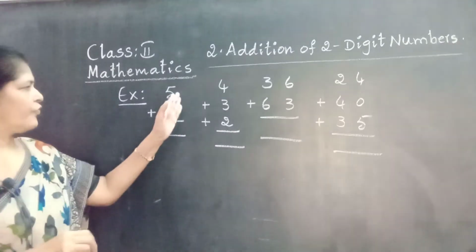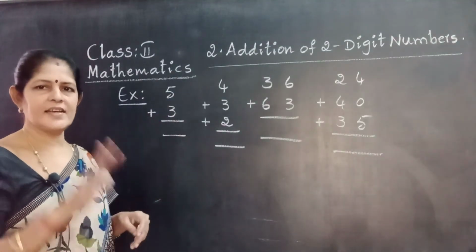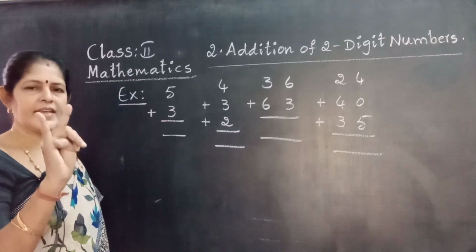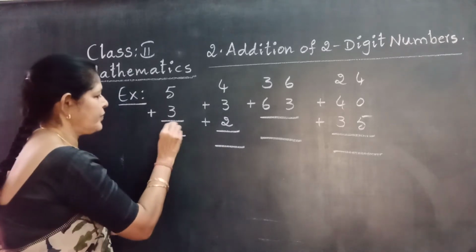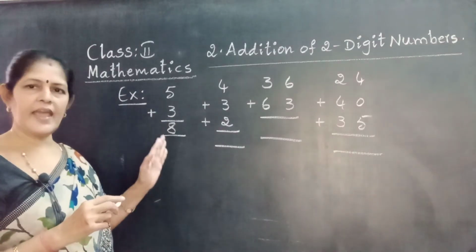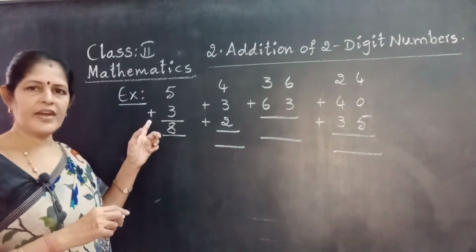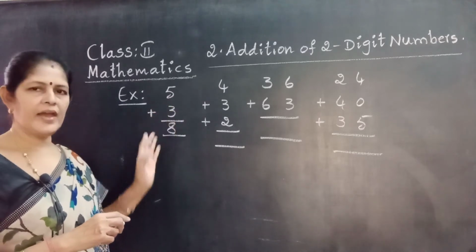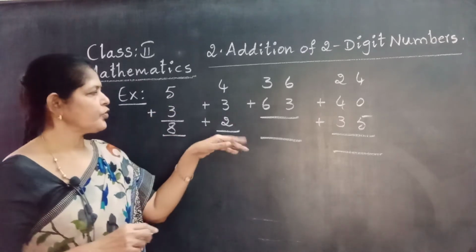See, 5 plus 3, same process. Take 5 fingers, 3 after 4, 5, 6, 7, 8. 5 plus 3 is 8. The plus symbol is for addition. Here we put together the upper number and lower number. The answer is 8.